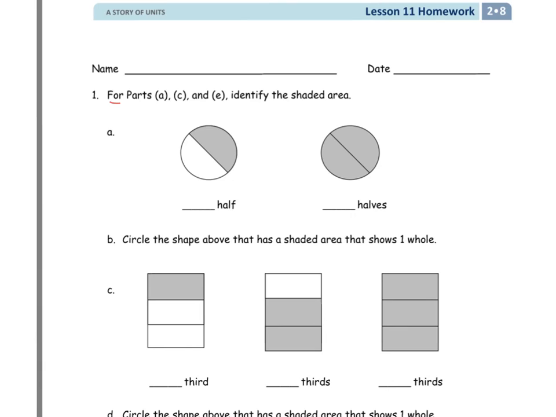For number 1 it says, for parts A, C, and E, identify the shaded area. So for A, I see that how many halves are shaded. It's definitely half because there's two pieces, and I see that one half is shaded. For the second one, it's still halves because there's two equal parts, but two of them are shaded, or both, or the whole thing, so two halves are shaded.